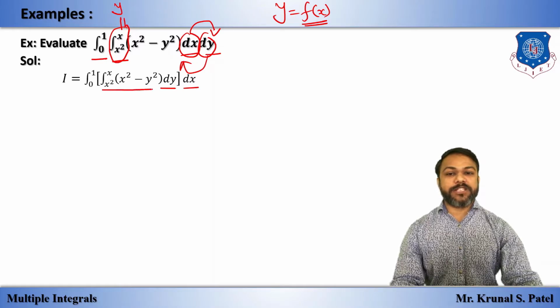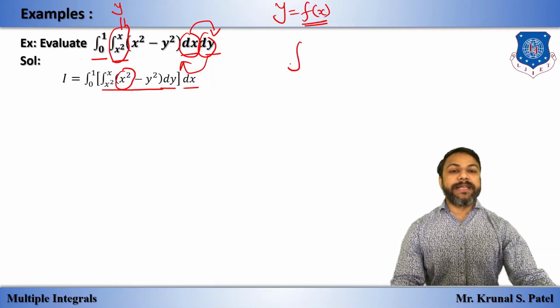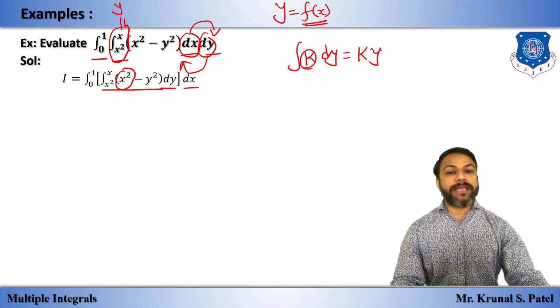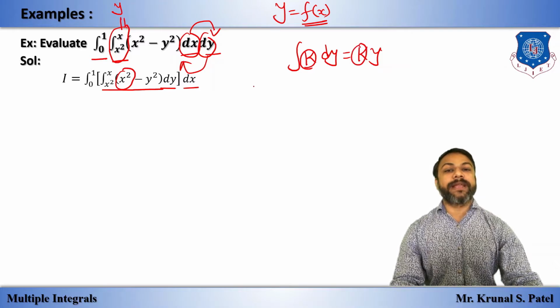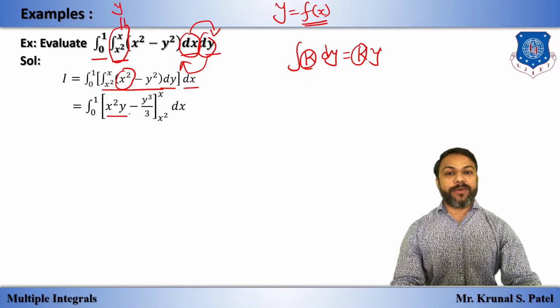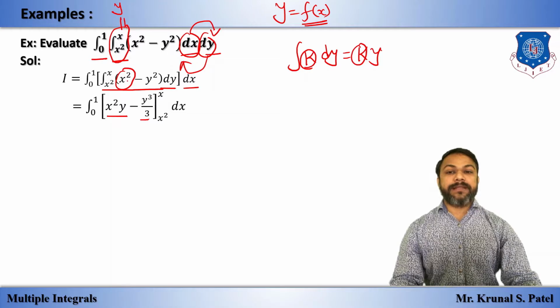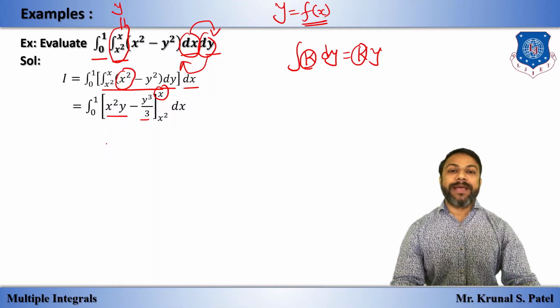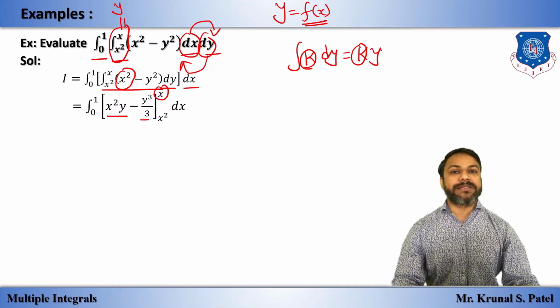So we will integrate with respect to y first. x square is constant, and we know that the integration of a constant with respect to y gives the constant into y, and here the constant k is our x square. So x square into y. We have the integration of x square into y minus y cube by 3, with limits x square and x at the end of this box. Now upper limit minus lower limit. So we have two boxes, the upper limit box minus the lower limit box. How to integrate, we already learned in previous lectures.